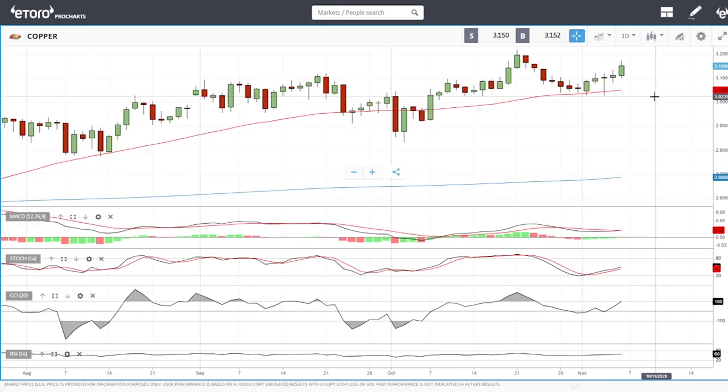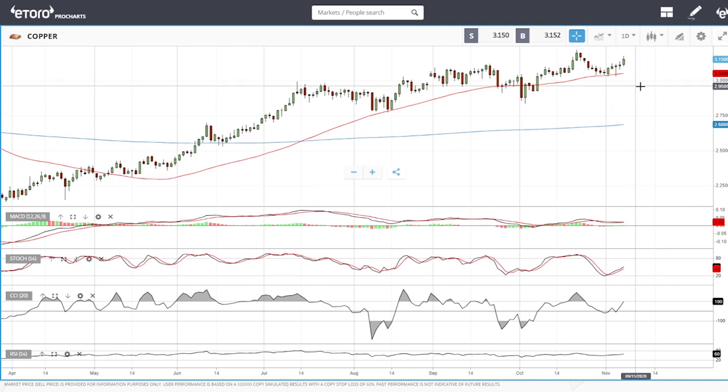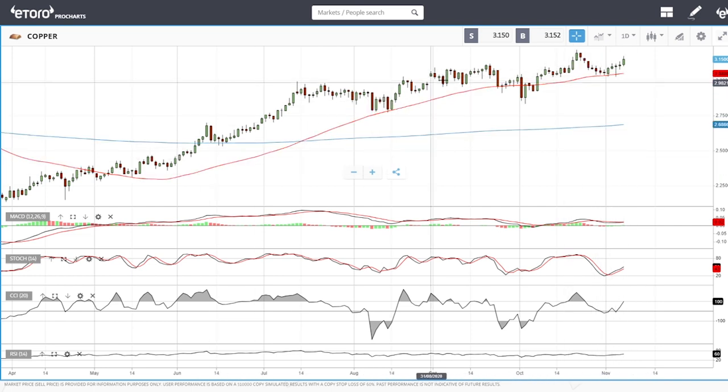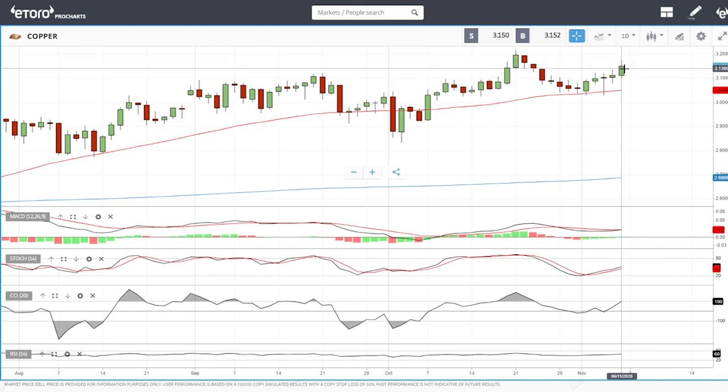So let's look at copper. Copper continues its moves to the upside for whatever reason. The 50 moving average is still significant support. We cannot doubt that. Every single time we get close to the 50 moving average, we bounce. So we rallied quite significantly on Friday, pulled back, and we basically broke these previous highs. So the next real resistance area are these highs.